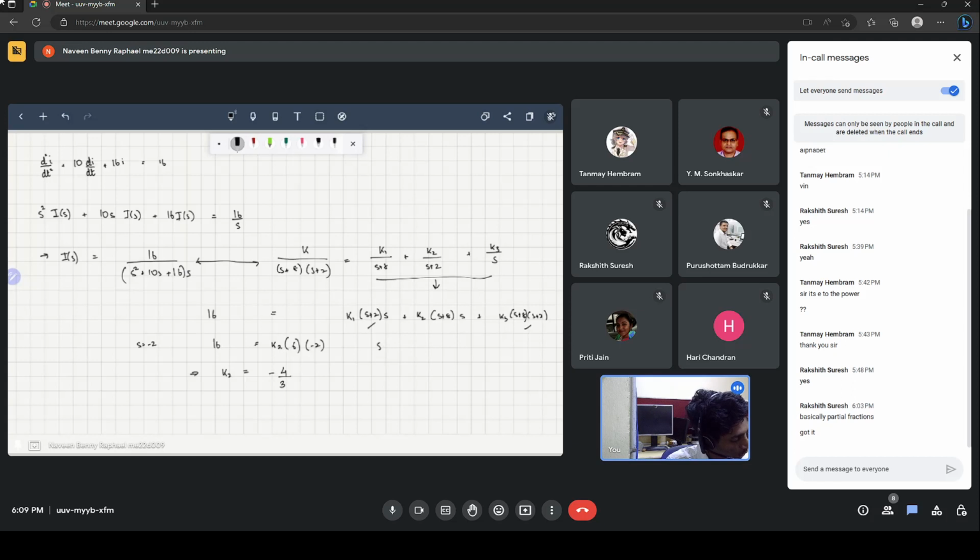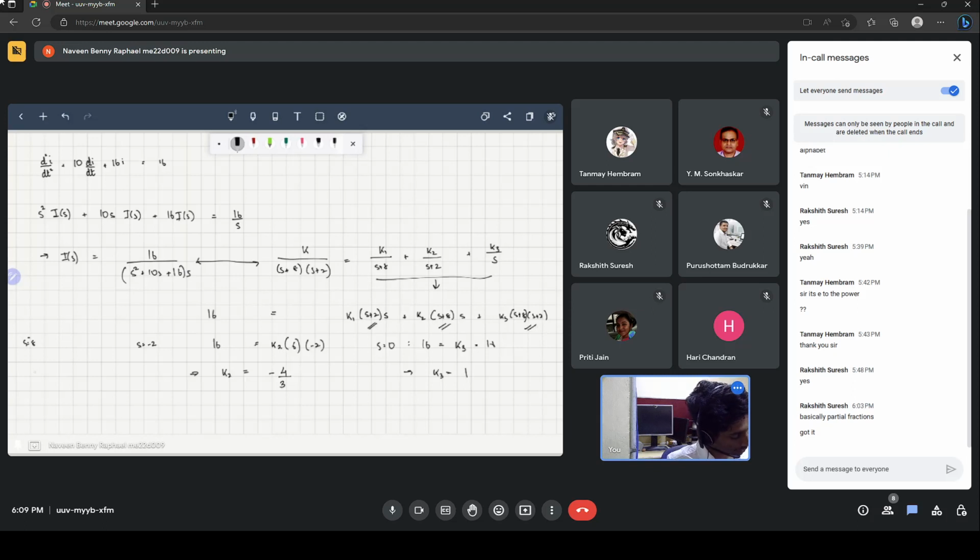If you say s is equal to 0, the first term disappears and the second term disappears. So we get 16 is equal to k3 into 8 into 2, so into 16. So that gives us k3 as 1. Likewise, if s is equal to minus 8, the second term disappears and the last term disappears.